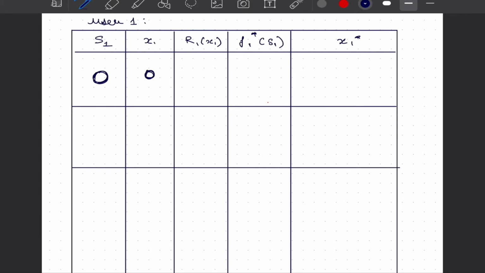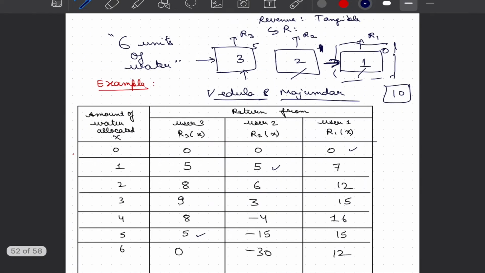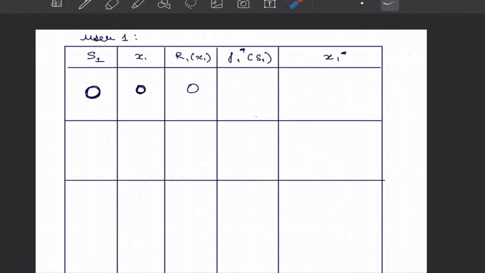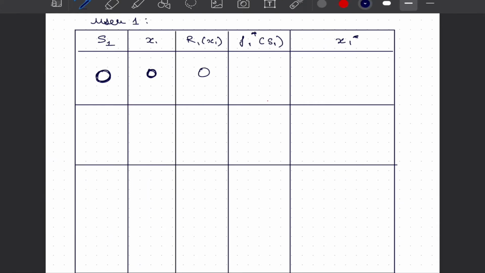That means if S1 is 0, we have already finished all the water by allocating to user 2 and user 3, so the state is going to be 0. And if we have 0 units of water available, we can only allocate 0. If we allocate 0, the return that we are going to get from this user is also going to be 0, because from the tableau of returns, we can clearly see that if our allocation is 0, our user 3 is going to return 0. And right now we are focusing only on user 1. So our entire focus is here on user 1.